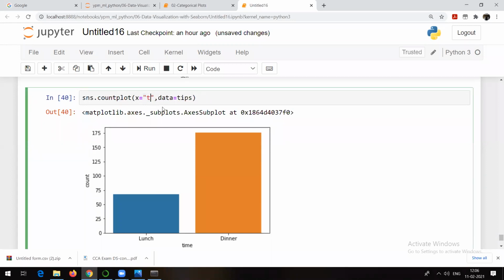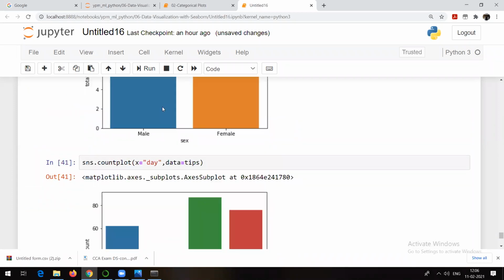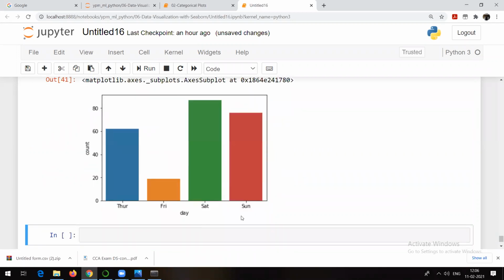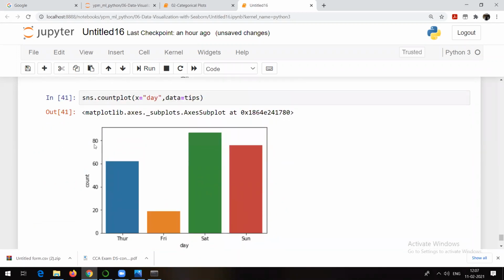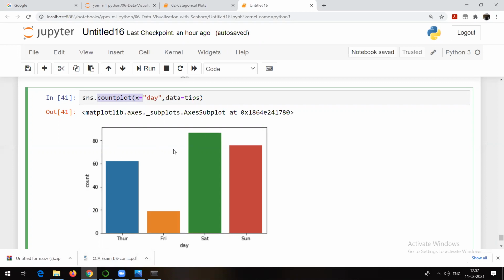Similarly, what is another categorical data we have? I think, day. So on which day people prefer. So see, Thursday, Friday, Saturday, and Sunday. Here you can check that count plot has shown us the count of the people visiting the restaurant on different days. So we have these four values: Thursday, Friday, Saturday, Sunday. You can see that on the weekend people prefer visiting the restaurant as compared to weekdays. So this is a very good analysis, because this is going to be very useful for the restaurant owner.